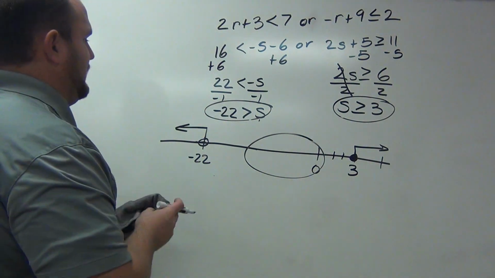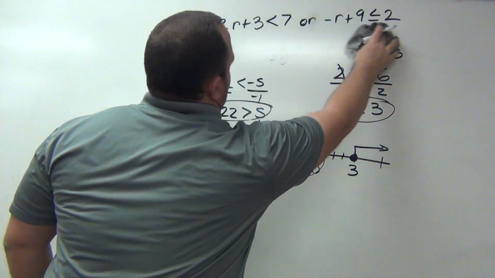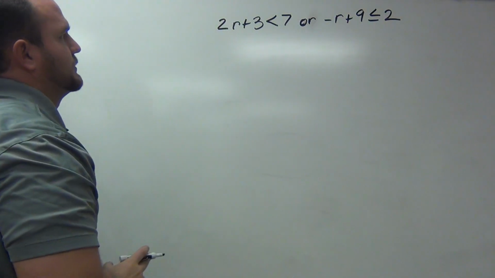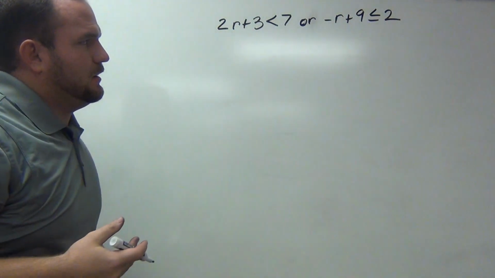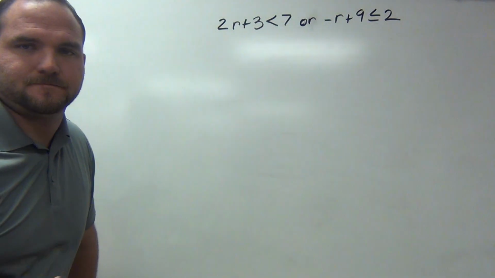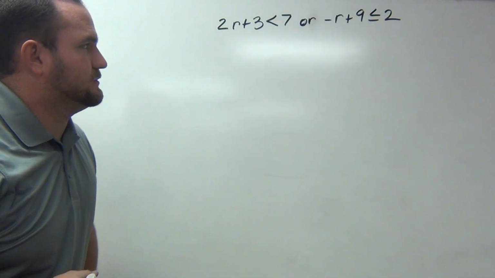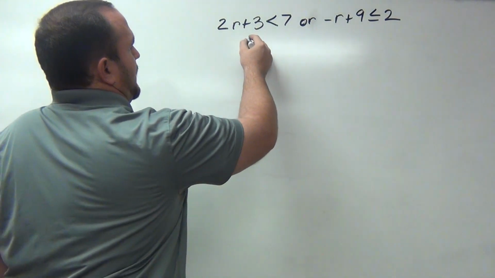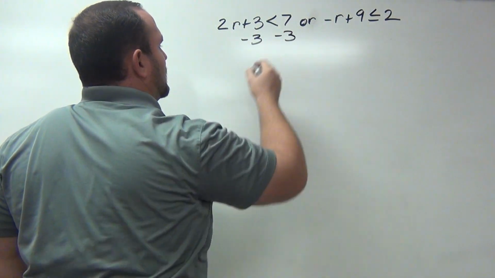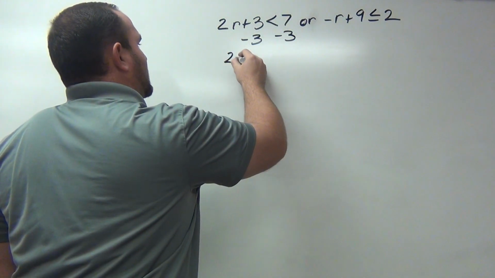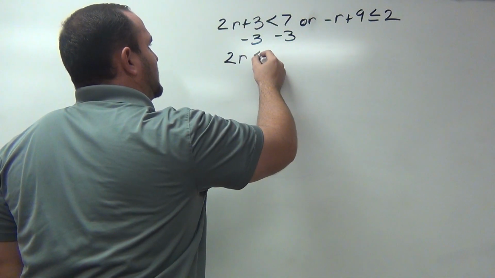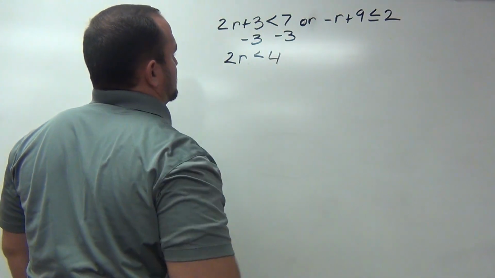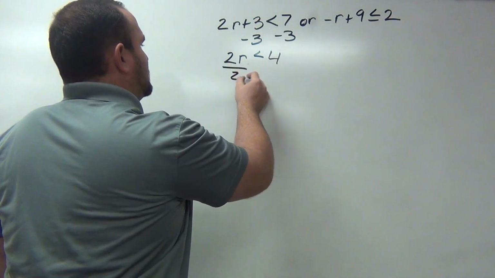So let's try one more with the or. All right, so this time our variable is r. No rhyme or reason, just r. So let's go ahead and solve for r. I'm going to subtract 3. So that's 2r is less than 4. Now I'm going to divide by 2.